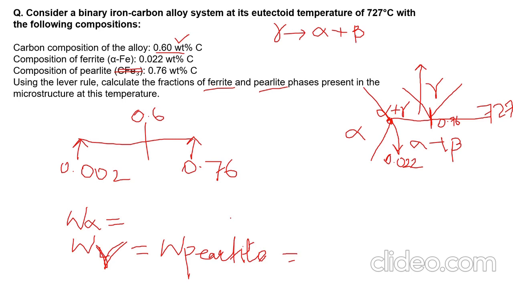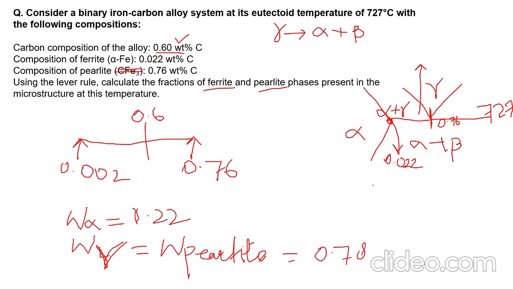Am I audible, ma'am? Yes. Ma'am, I have got ferrite as 0.22 and perlite as 0.78. I am using the lever rule, ma'am. Ferrite comes out to be 0.22 and perlite comes out to be 0.78. Okay, so you have ferrite as 0.22, you are saying, and perlite 0.78. Okay, yeah, that is fine.